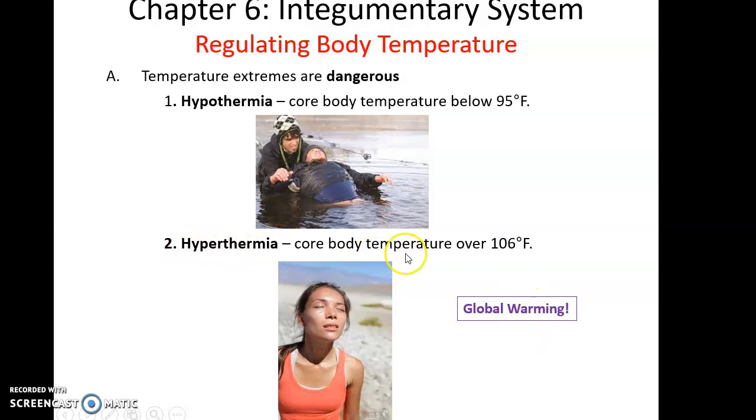Hyperthermia is when your core body temperature gets over 106 degrees Fahrenheit. When it gets that hot, you can start having your organs shut down. So basically, you want to avoid situations where the temperature around you is way too high and you have no way of cooling off. Unfortunately, there are now places in the world where, because of global warming, people at certain times of the year cannot survive unless they're indoors, probably in air conditioning.